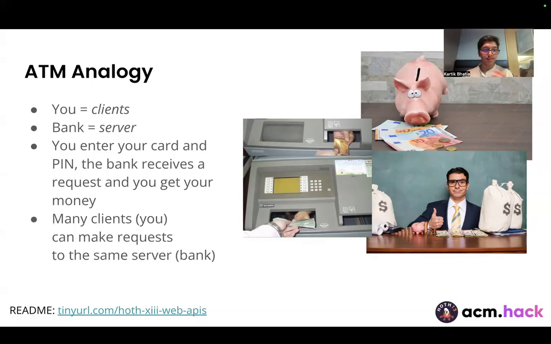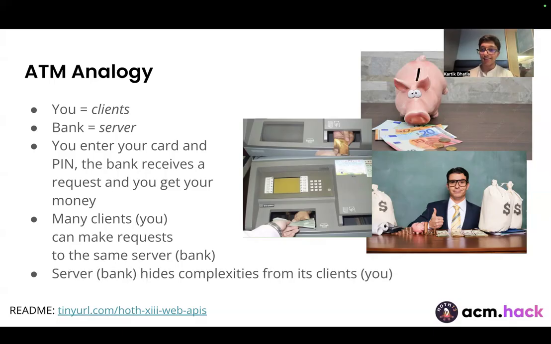Many clients can make requests to the same server. So you see multiple people using multiple ATMs across the world for the same bank. Same way here for clients and servers. And the server hides the complexities from its clients. So you don't really know what's going on in the backend once you use an ATM. It's all hidden in a process called abstraction.